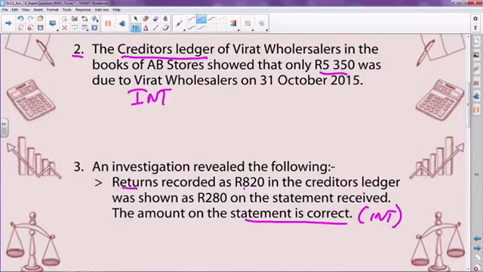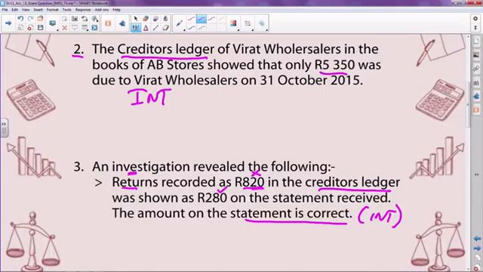Returns recorded as 820 in the creditor's ledger was shown as 280 on the statement received. So in other words, 280 is correct. We recorded the amount as 820. So there's our error. So returns was obviously overstated. Now remember guys, when we talk about returns, obviously a return decreases the amount that you are owing. So we obviously subtracted too much. Okay, you guys with me?